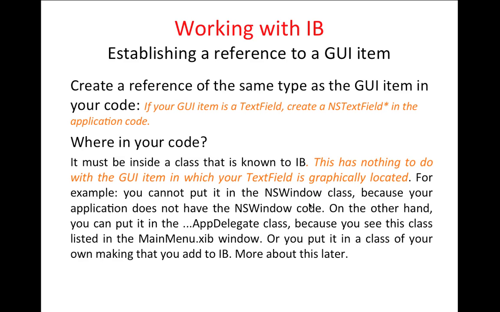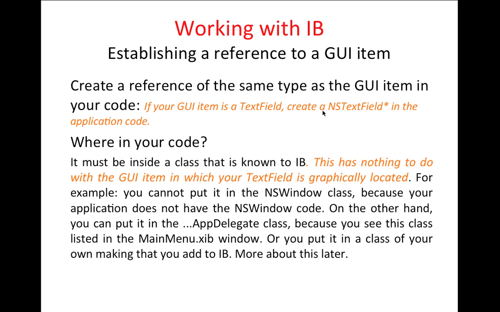So when establishing a reference to the GUI item, we create a reference of the same type as the GUI item in your code. So if your GUI item is a text field, we create an NSTextField with an asterisk in the application code.